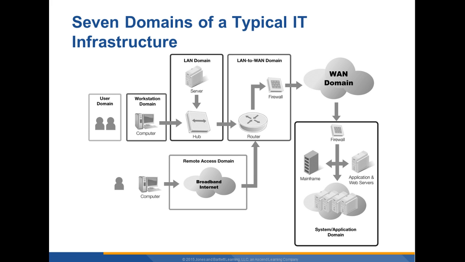Previously in this course and in the Fundamentals of Information System Security, we discussed the 7 domains of the typical IT infrastructure: the user domain, workstation domain, LAN, LAN to WAN, remote access, WAN, and system application domain. We're going to discuss the various threats, vulnerabilities, and risks to each.